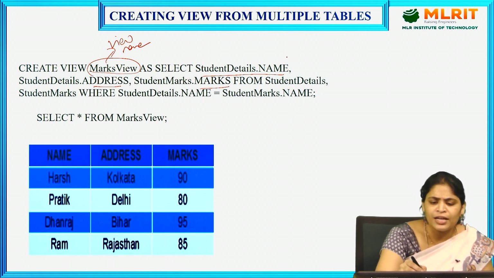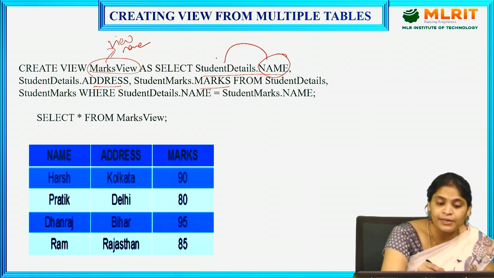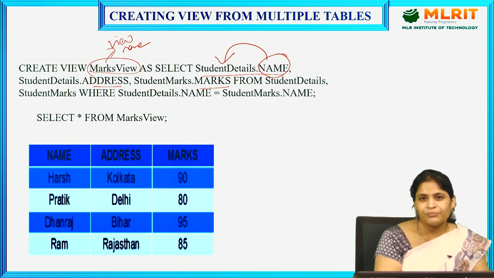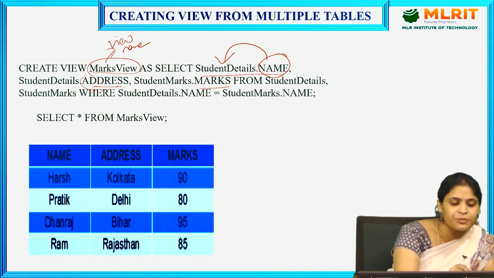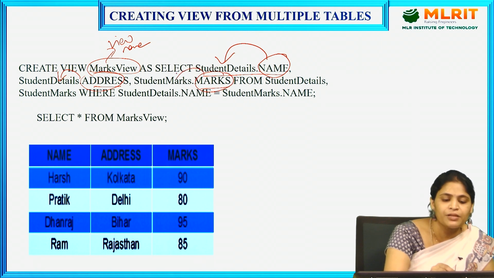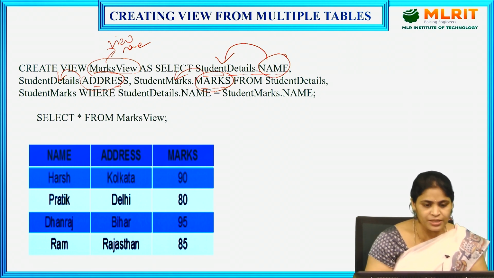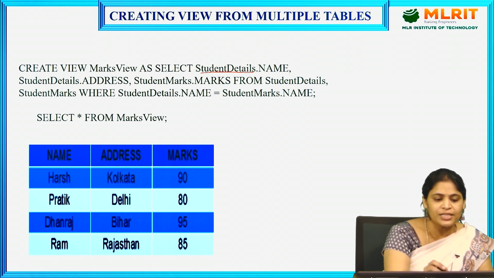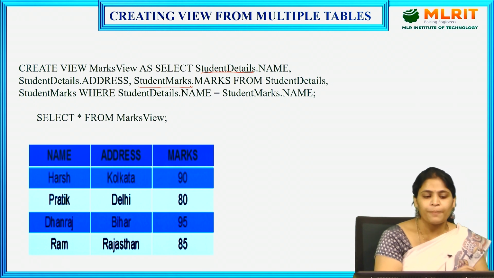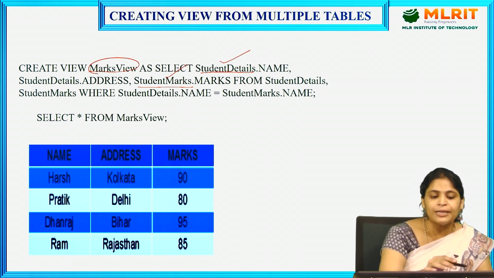Here the name must be retrieved from which table? Student details table, right? Address must be retrieved from which table? Student details table. Marks should be retrieved from which table? Student marks table. So totally we used 2 tables: the student details table and the student marks table. Here we are creating this view from multiple tables.